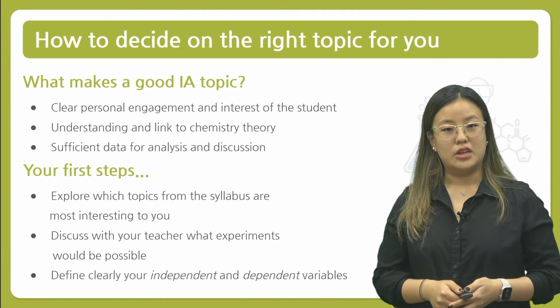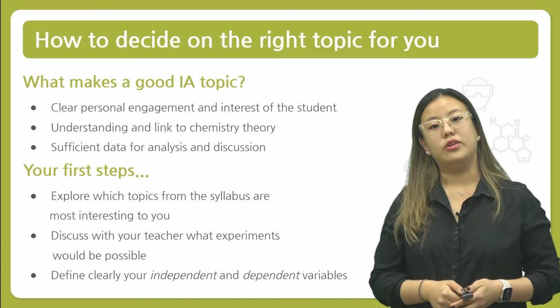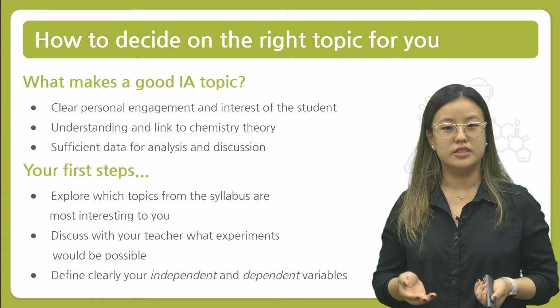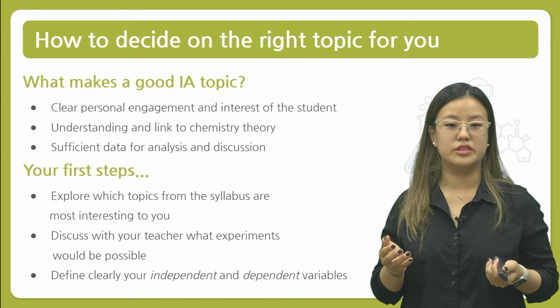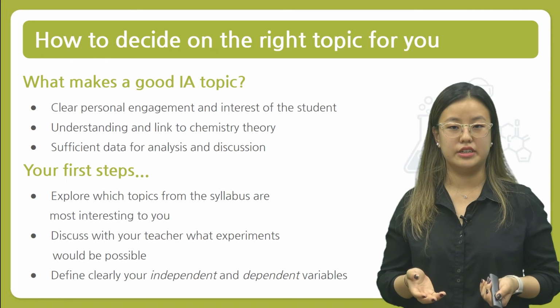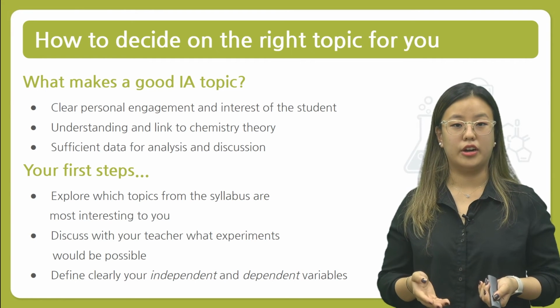So those were the 7 topics that we thought would get you a 7 in your chemistry IA. Obviously, this is not an all-inclusive list, so make sure that these are just examples and you can always come up with new and creative ideas that can get you a very high mark in your IA.